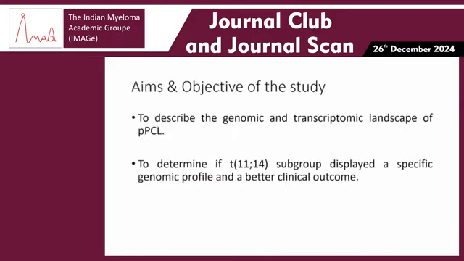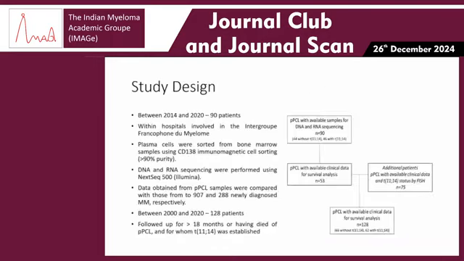The aim and objective of the study was to describe the genomic and transcriptomic landscape of primary plasma cell leukemia and to determine if the translocation 11;14 subgroup displayed a specific genomic profile and a better clinical outcome. For the first part of the study, 90 patients were evaluated between 2014 and 2020 with DNA and RNA sequencing, and for the second part of the study, 128 patients were evaluated between 2000 and 2020.